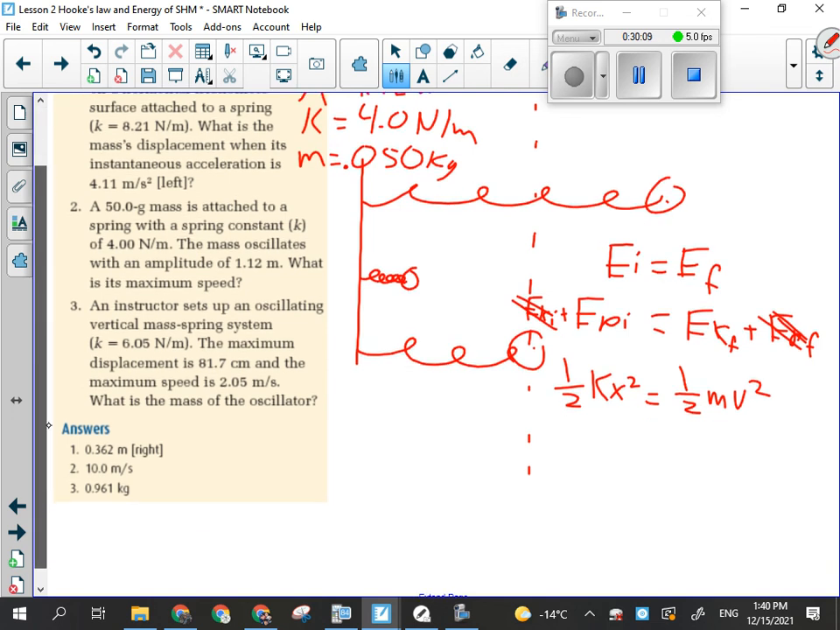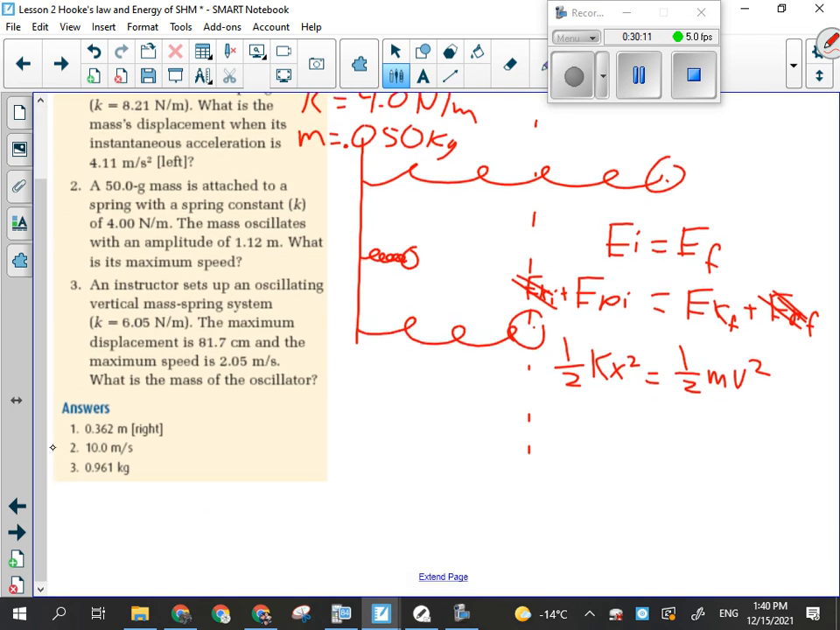So can I calculate what the maximum speed is? Okay, how do I get speed by itself? Right, divide the 1/2 of mass over to this side. What happens to the halves? Yeah, they cancel, right? That gets me v squared.